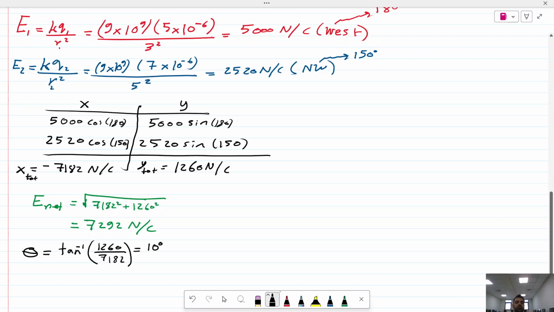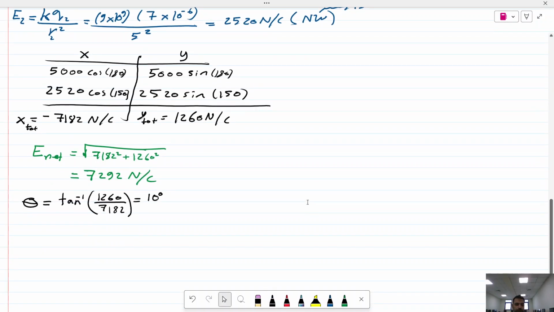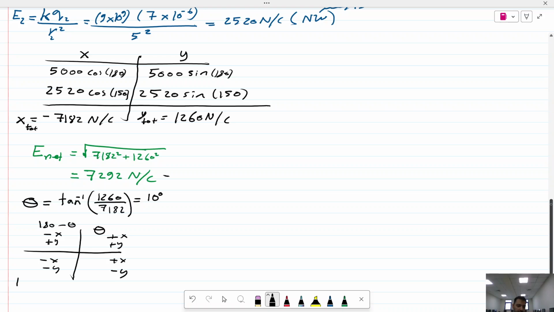Then we need to find the angle from the positive x-axis. So what do we do? We need to check the quadrant. Plus x plus y, first quadrant; minus x plus y, second quadrant; minus x minus y, third quadrant; plus x and minus y, fourth quadrant. So here we keep the angle the same. Here we do 180 minus the angle. Here we do 180 plus the angle. And here we do 360 minus the angle.